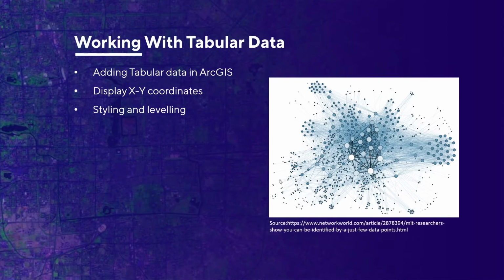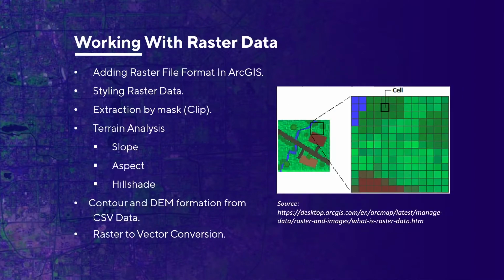After that, we'll work with tabular data. We may be working with TS data available with us. The data was obtained from a TS, total station survey, and these are point data. We'll be importing this point data and we'll see the spatial location in ArcGIS, and we'll also work on labeling this point data in ArcGIS.